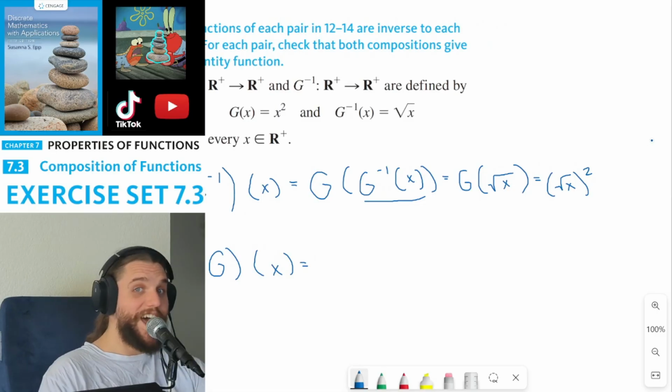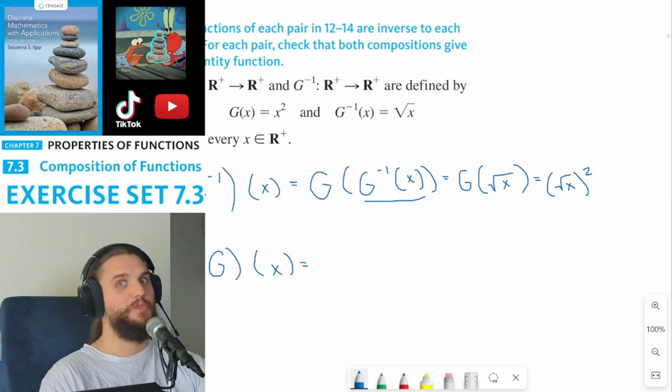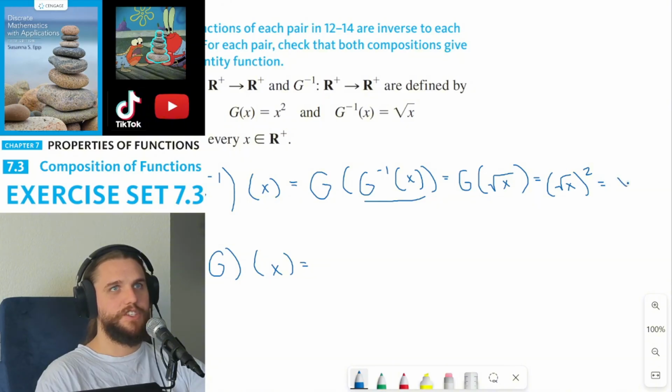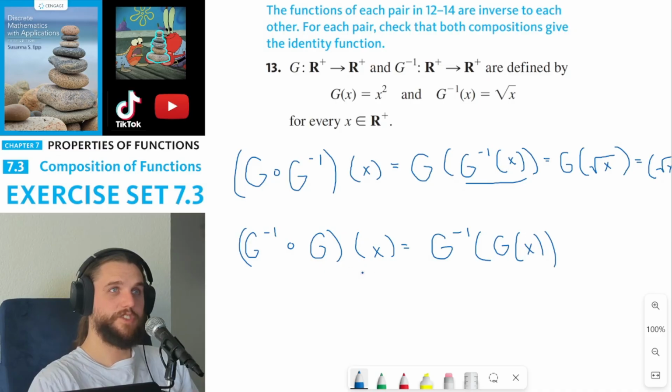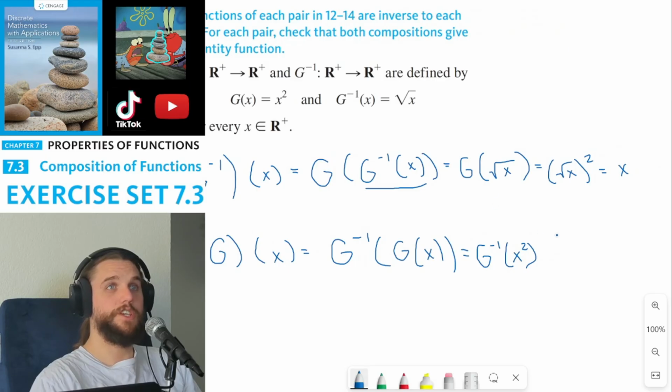Now, since x is positive, that's super important to preface here. Since x is positive, this is just x. The square root and the square cancel. Now, G inverse of G of x can be written this way using this function notation here. G of x is given by the rule x squared. So this is G inverse of x squared. G inverse is the square root. So this is the square root of x squared.